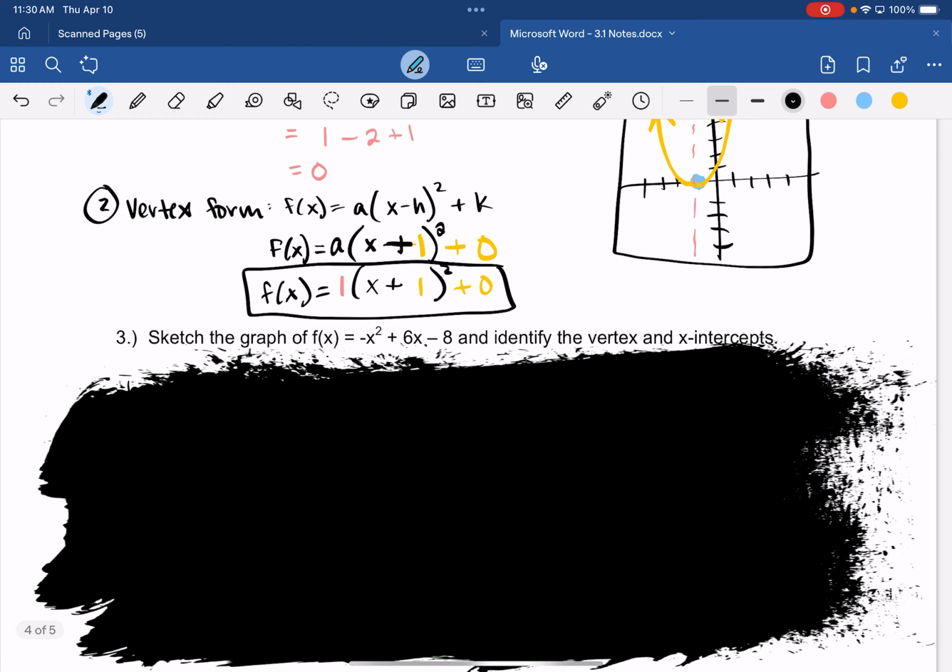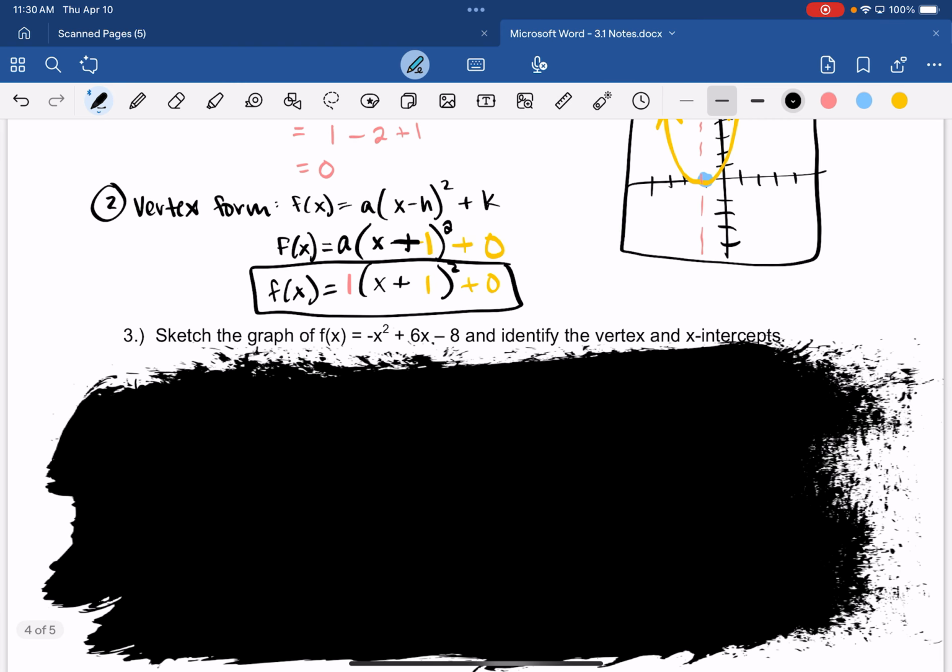I want you to start this one. Notice I'm asking you for the x-intercepts. We're going to do that part together. So just find my vertex. You can sketch it, I guess, if you want. You're able to do that now. Do that whole thing. We'll do the last little bit together, but start it on your own.